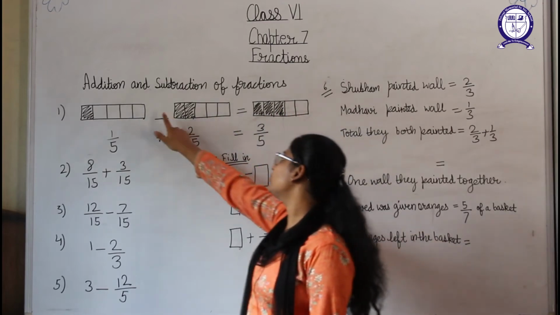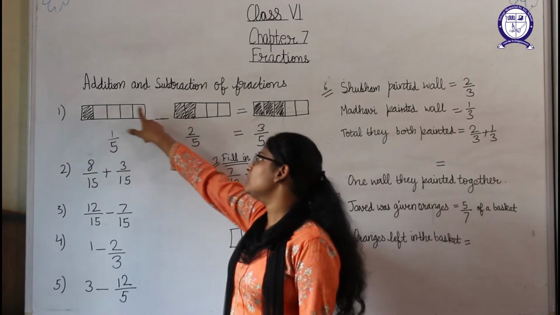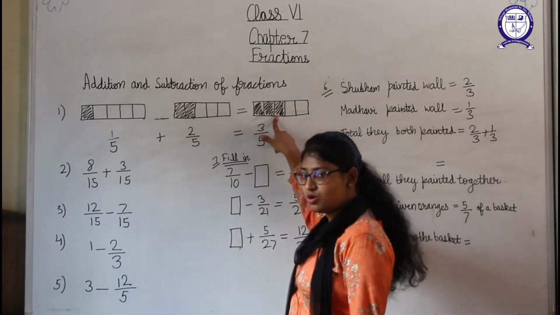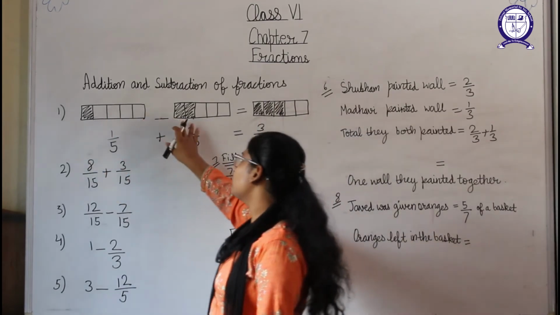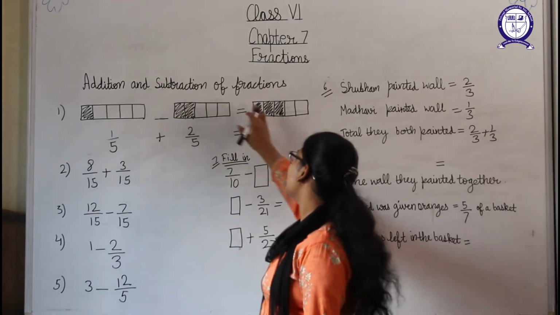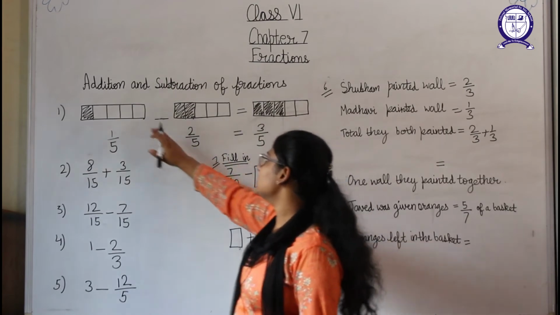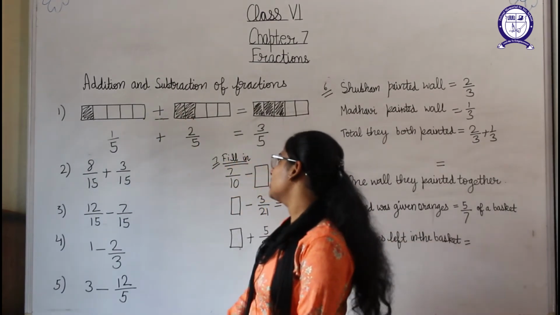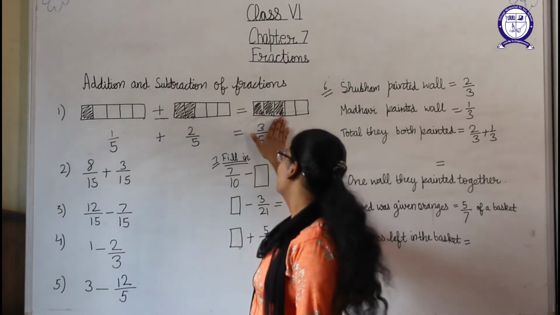Okay, so you have to put a sign here, either addition or subtraction, so that this and this give the result this. Here 1 box and 2 boxes are shaded. So 1 plus 2 boxes are giving us 3 shaded boxes. It means here we can put the plus sign. So 1 plus 2 gives us 3 shaded boxes.